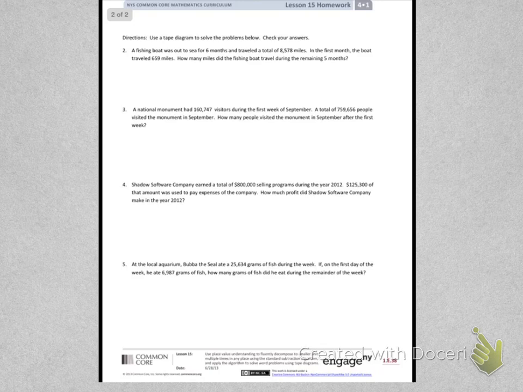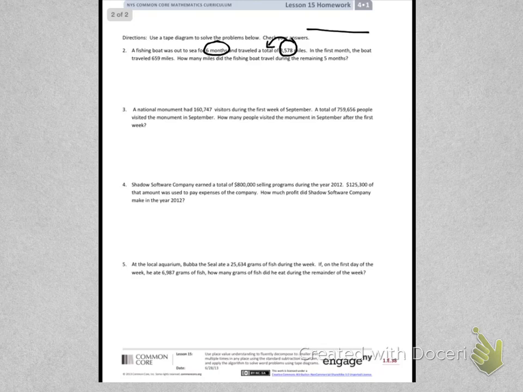So let's go ahead and start marking up our problem. We know that the boat was out for 6 months, so I'm going to circle that and see if it has to do with us as we start working through the problem. And we know that we traveled 8,578 miles, and that was our total miles.